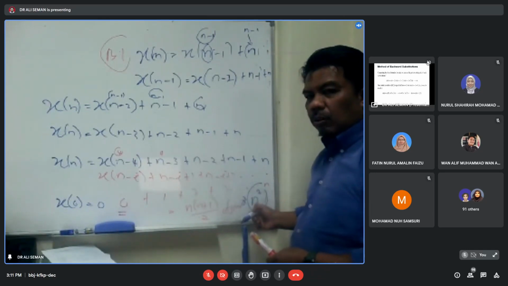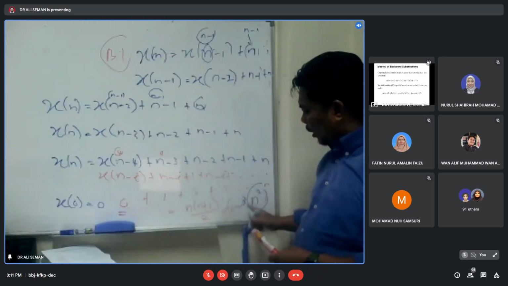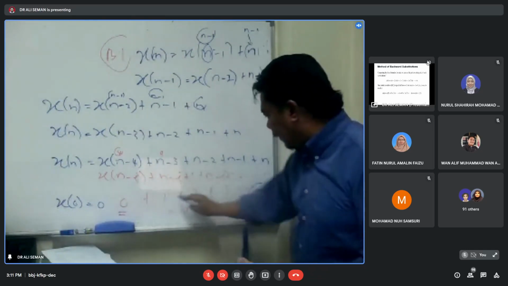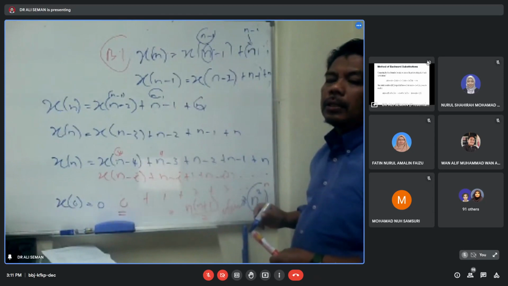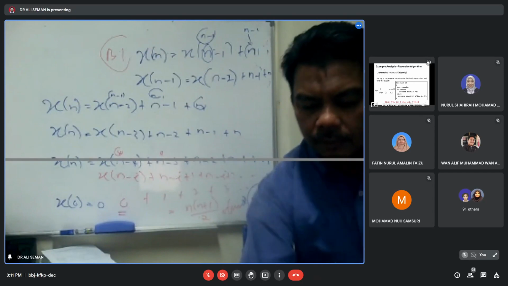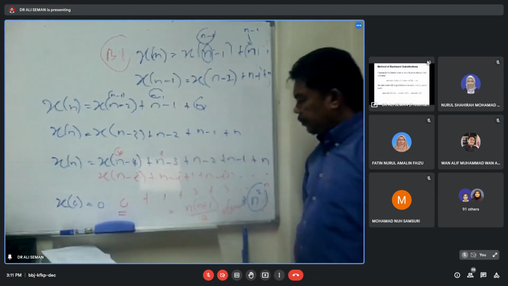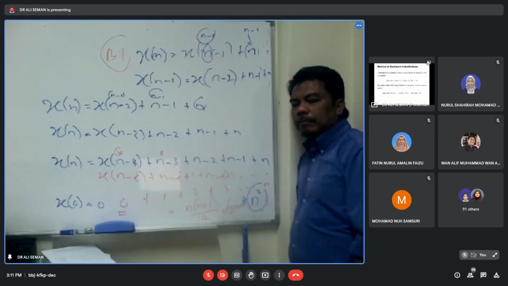This is how we can conclude for the recurrence. We do the analysis and finally we can conclude. You get the pattern like this, then we can conclude as big O of n squared. Okay, clear? Clear? The back substitution method.